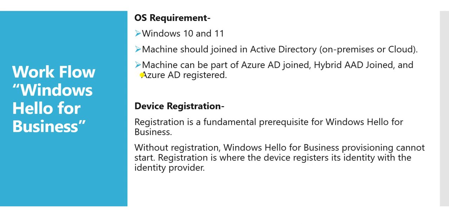Now let's understand the workflow for Windows Hello for Business. It requires Windows 10 and 11. Below that version it won't work, but in Windows 10 also there is a minimum OS required, like 1608, I think 1607. That is the minimum OS requirement when you use Hello for Business.